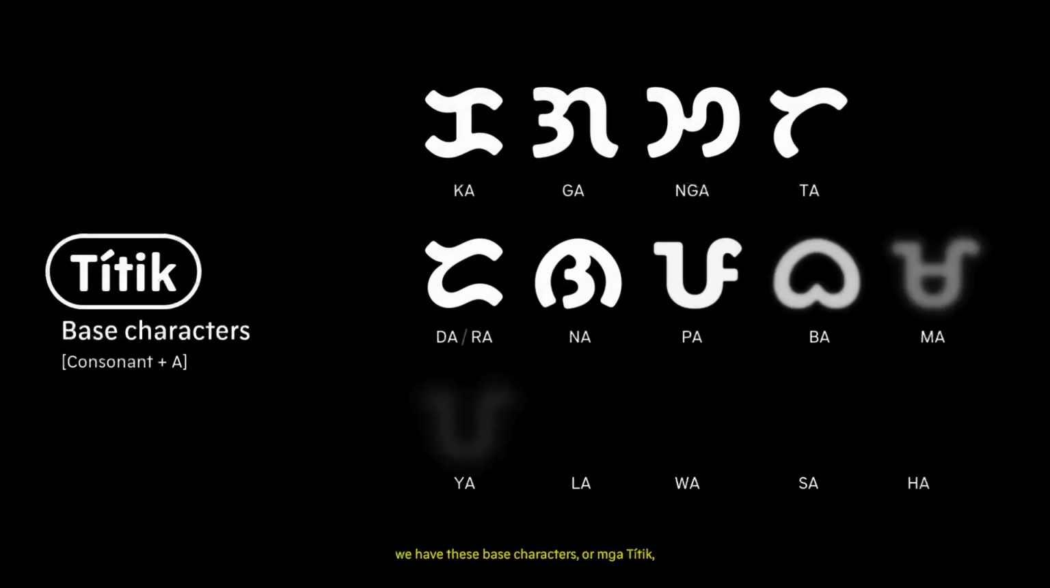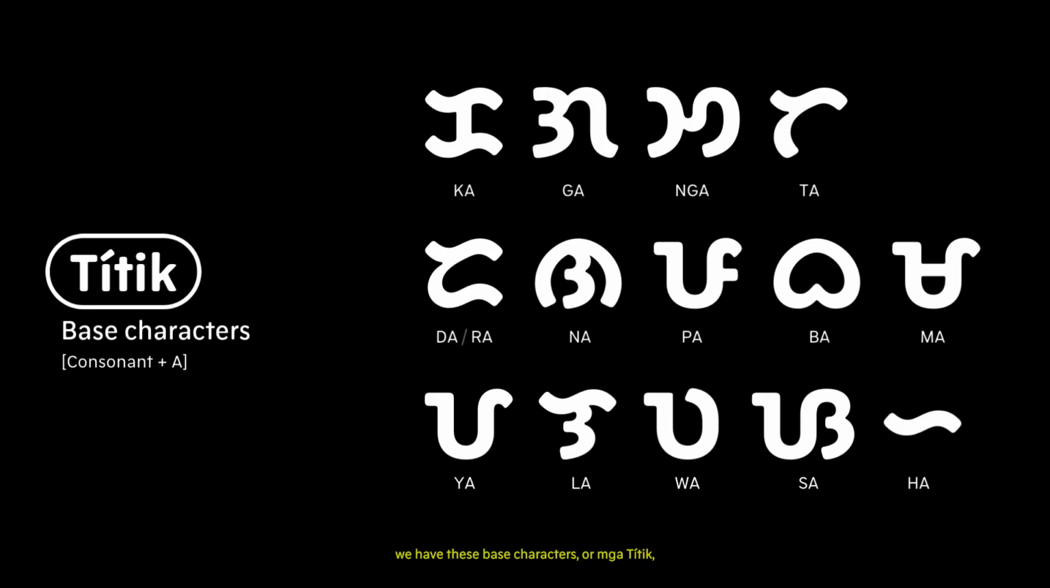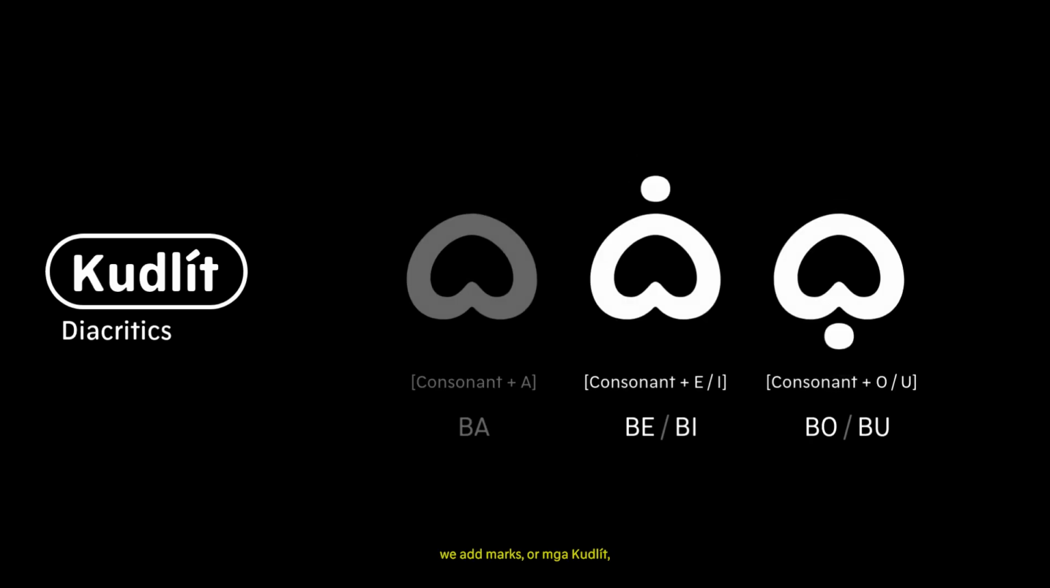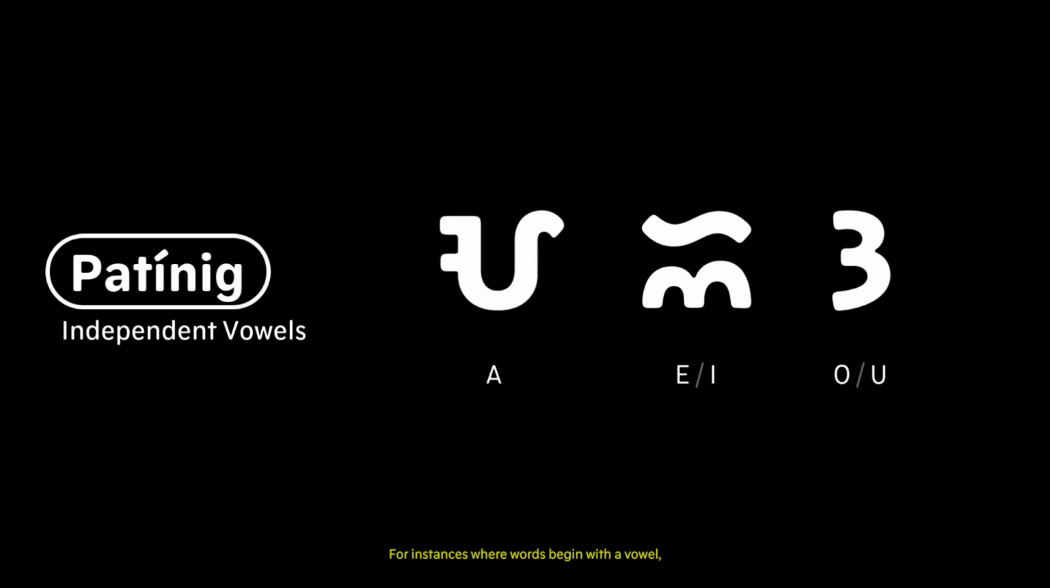In Baybayin, we have these base characters, or mga titik, each representing consonant sounds ending with a vowel A in its basic form. To modify the ending vowel sound, we add marks, or mga kudlit, either above or below the base character, to represent the I or E sounds, or U or O sounds, respectively. There are only three vowels originally, A, I, and U, and the vowel pairings that we see here were commonly interchangeable. For instances where words begin with a vowel, Baybayin also has independent vowel characters, or simply patinig.